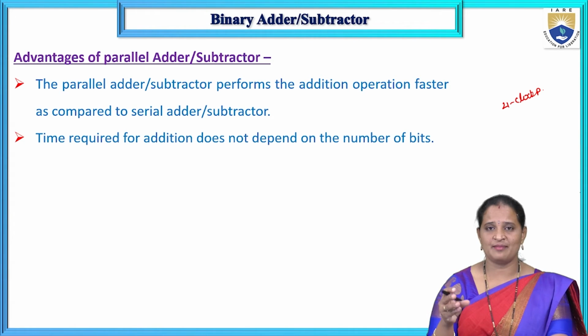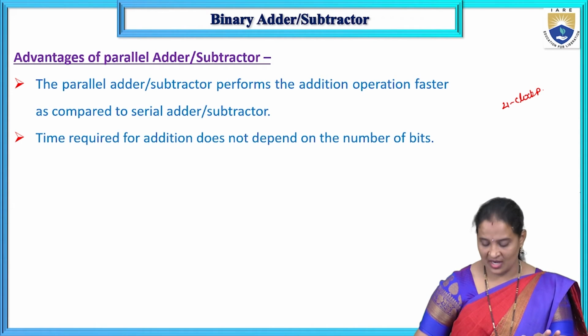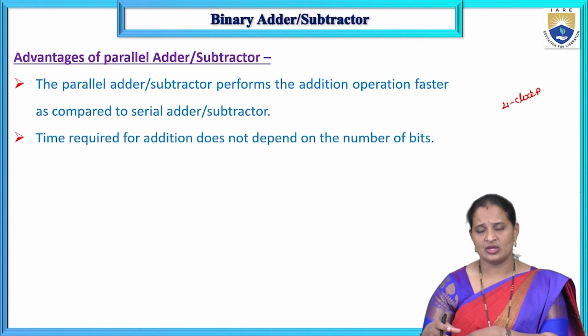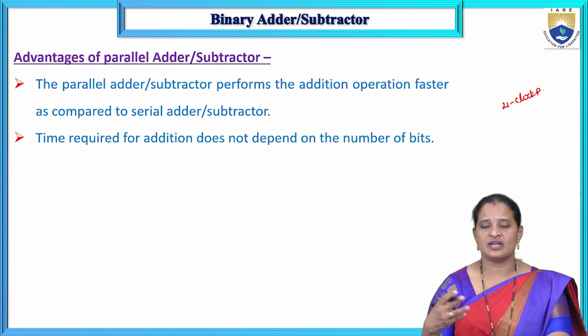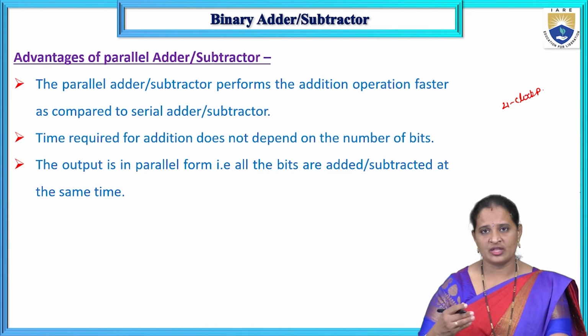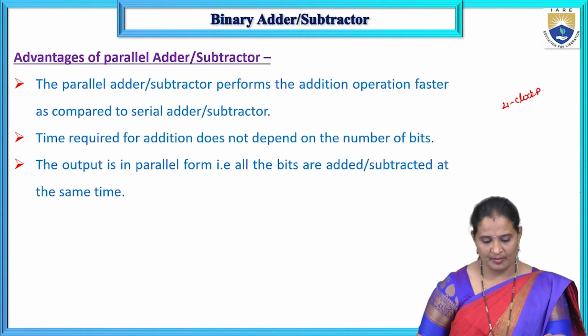That means how much time is required for transferring the carry from one section to the other section. It does not depend on the number of bits to be added, because all the bits are added at a time. Whereas in a serial adder, as the number of bits increases, the time required for performing the addition also increases, but here it is independent of the number of bits, because all the bits are applied at a time.